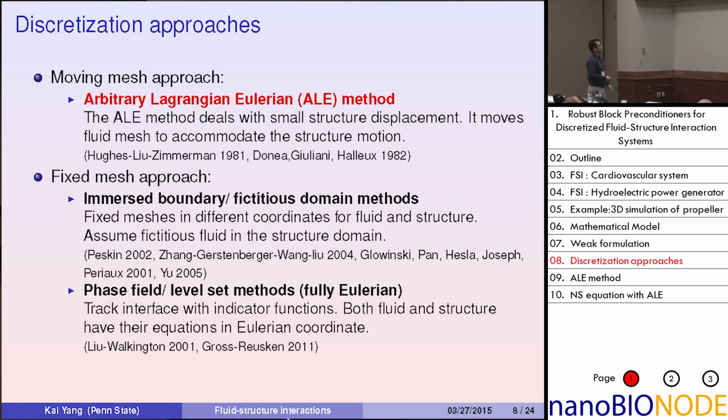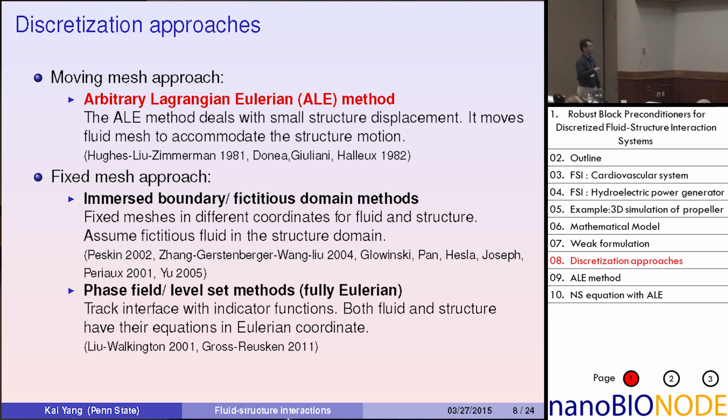There are several discretization approaches for the moving interface. The first one is the arbitrary Lagrangian Eulerian method. So it will locally move the fluid mesh so that it will accommodate the structure motion on the interface. This is what we use in our study.